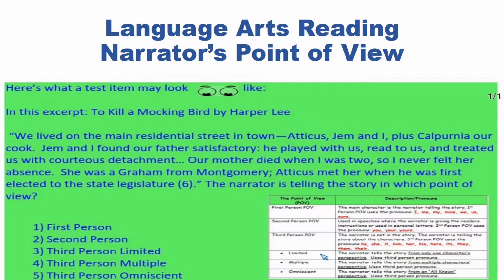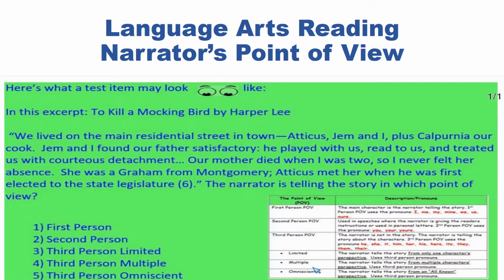Then you have what are extensions of your third person point of view. For example, you have third person limited, and when this point of view is being presented in a narrative, the narrator is telling the story from only one of the characters' point of view. Then you have your third person multiple, where the narrator is telling the story from multiple characters' points of view that are in the story.